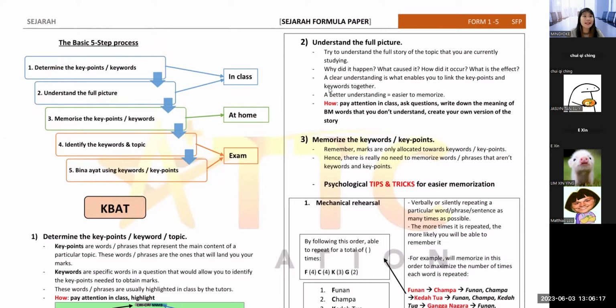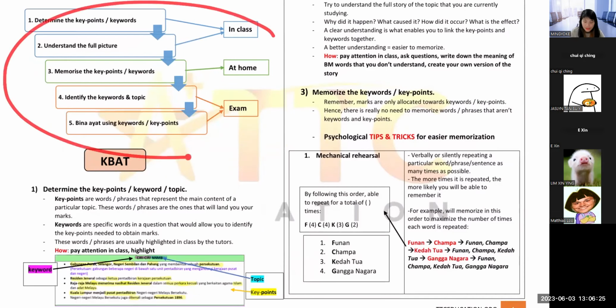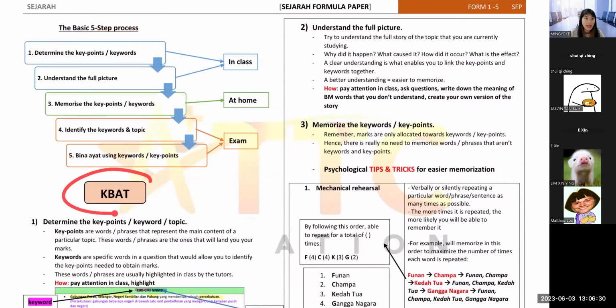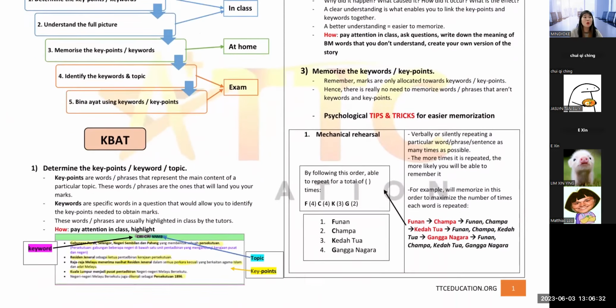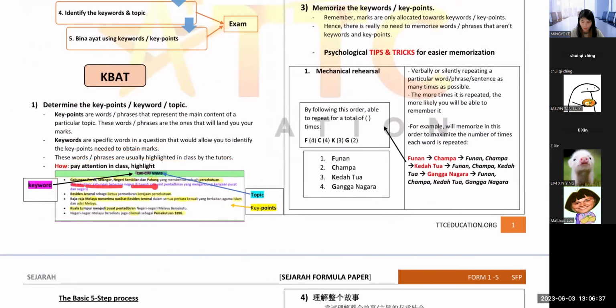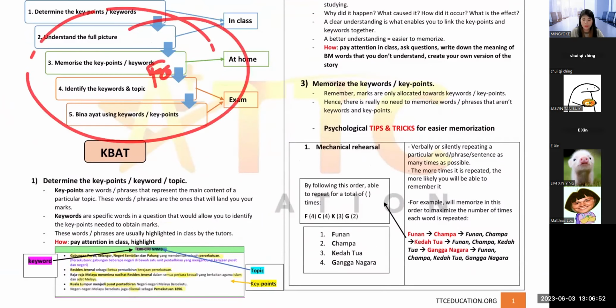Now, the next one we move on to, after these 5 basic steps, is KBAT. In your normal class, what you need to learn is all the key points. For example, according to the textbook, you need to know at least 4. Then you remember the key points, the highlighted ones. That is your fact question.